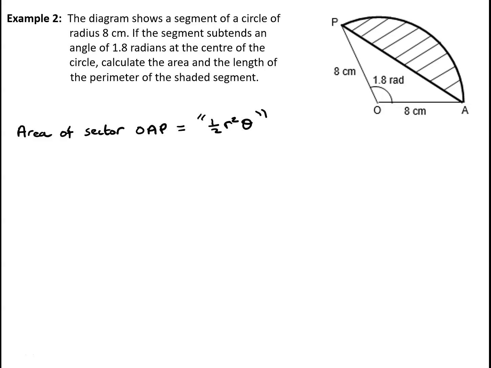So, if we take the sector OAP, then we can use our formula, a half r squared theta, for the area of a sector where the angle theta is expressed in radians, to obtain a half times 8 squared times 1.8, which gives me 57.6 centimeters squared.